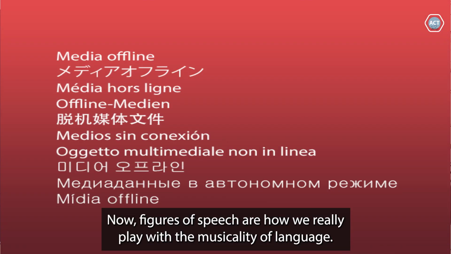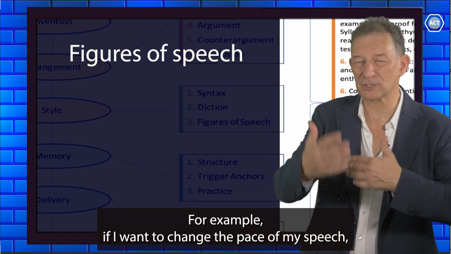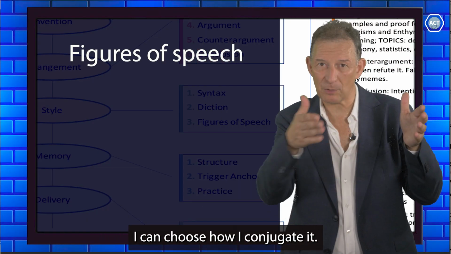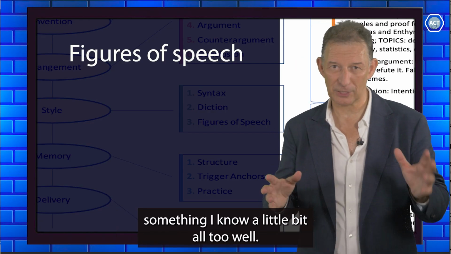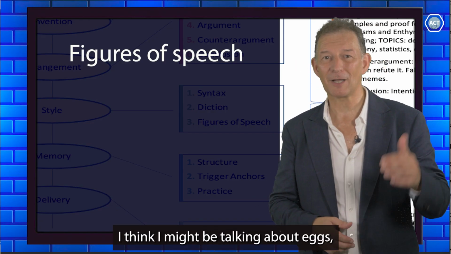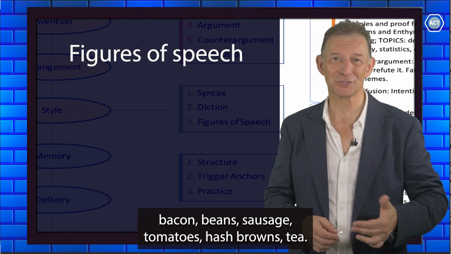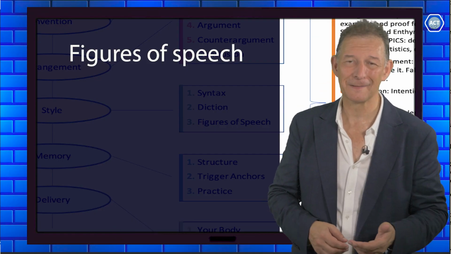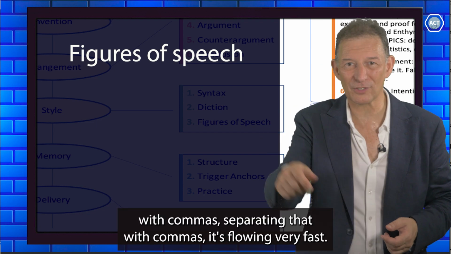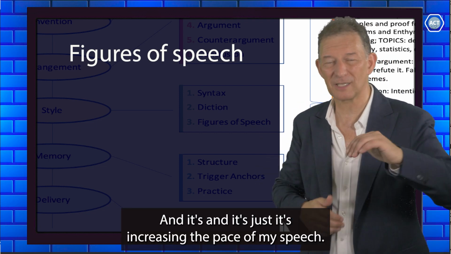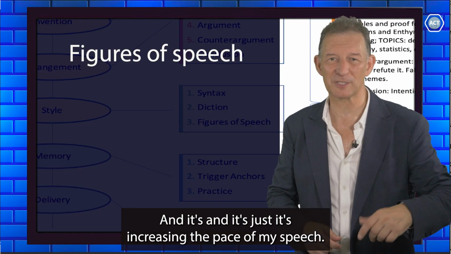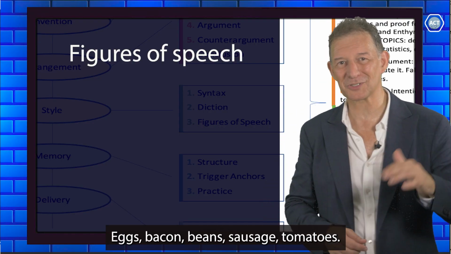Now, figures of speech are how we really play with the musicality of language. For example, if I want to change the pace of my speech, I can choose how I conjugate it. So let me give you the example of an English breakfast, something I know a little bit all too well, I think. I might be talking about eggs, bacon, beans, sausage, tomatoes, hash browns, tea. And because I'm conjugating that with commas, separating that with commas, it's flowing very fast and it's increasing the pace of my speech. Eggs, bacon, beans, sausage, tomatoes.